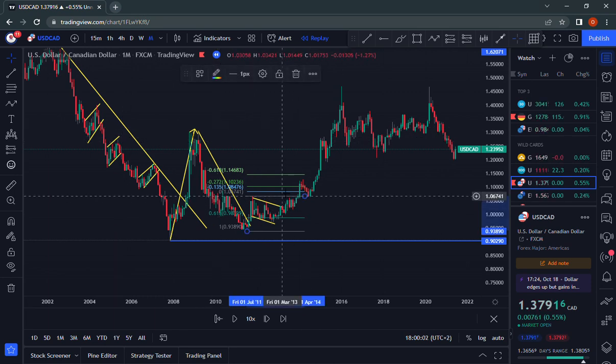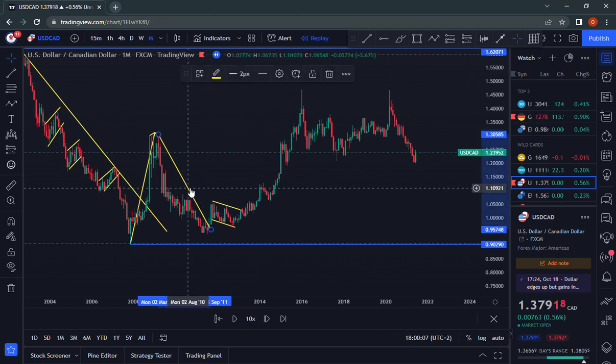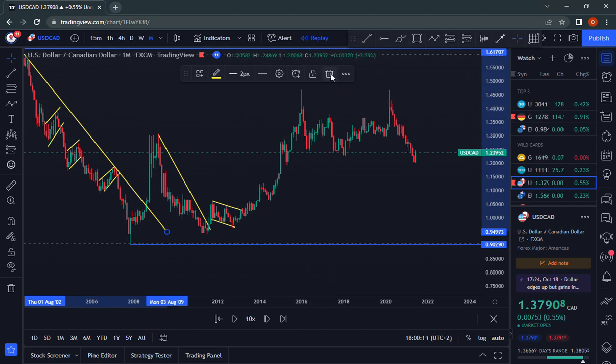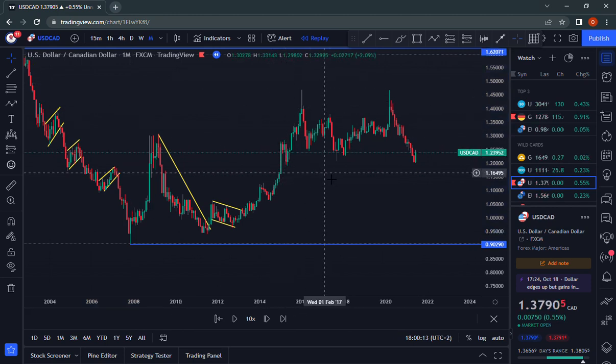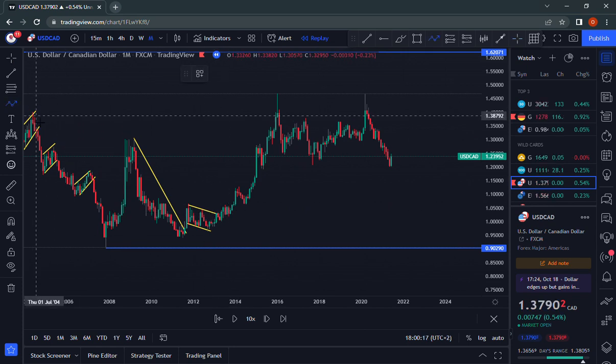Let me delete this fib. Now we are moving forward. Let me remove this so I can show you that you will get it. There's no way that you won't get it. You'll get it. So now we are moving forward.